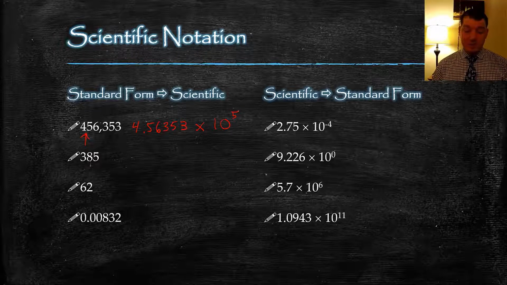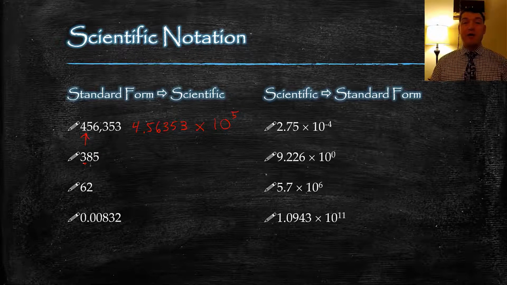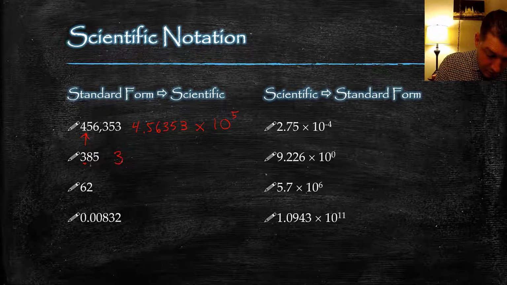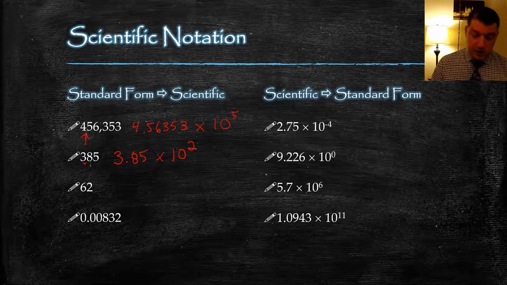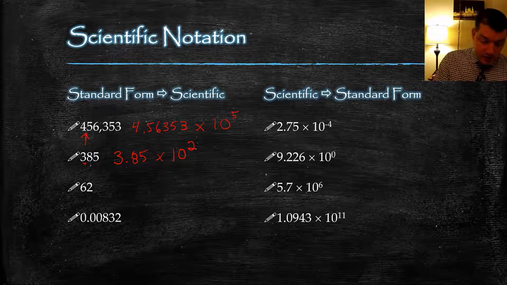I'm going to move a little faster now that we've done that. Decimal place to the right of the first non-zero number, which is a 3. That gives me 3.85 times 10 to some power. That number is greater than 10, so it's going to be a positive exponent. I have to move it 2 times, so it's an exponent of 2.